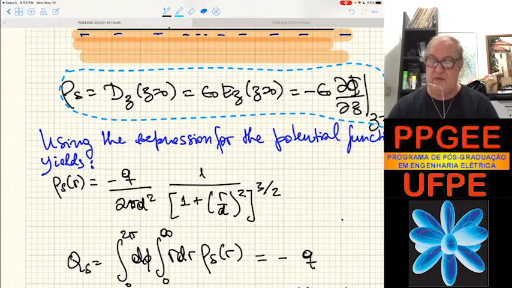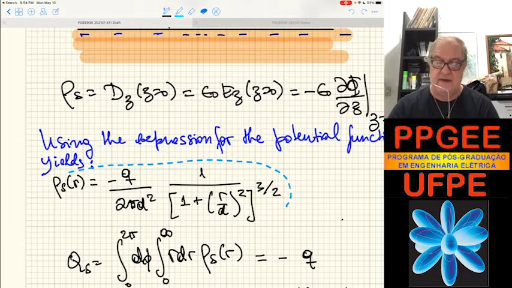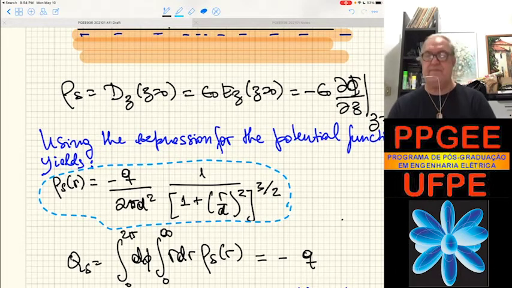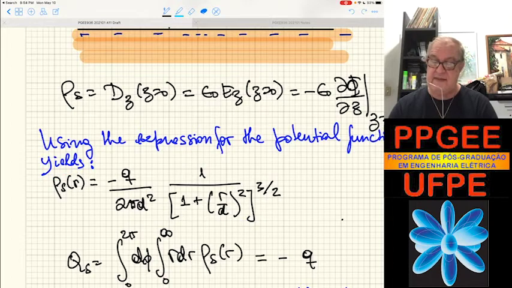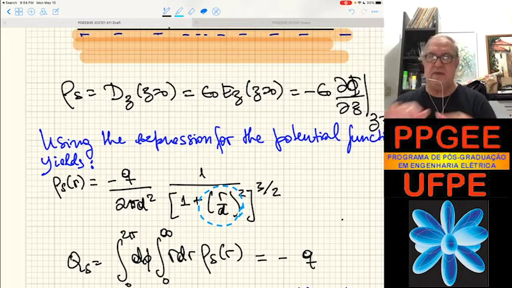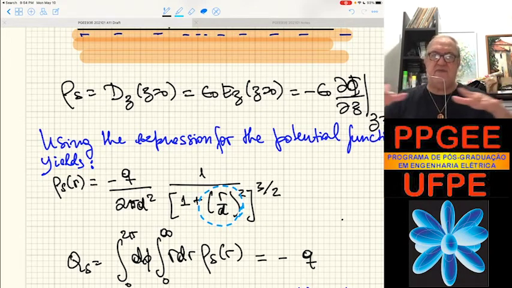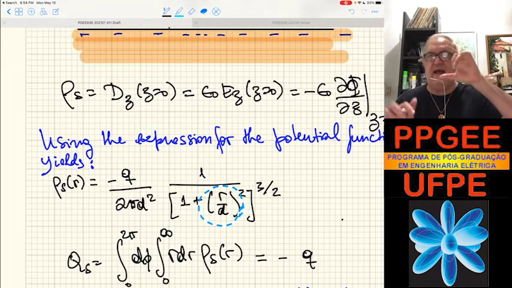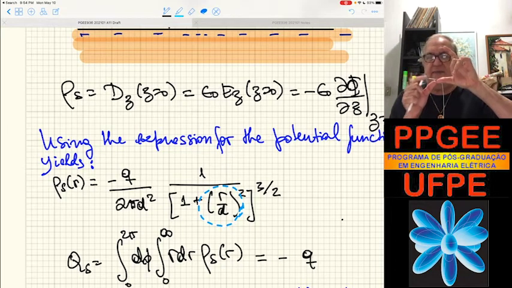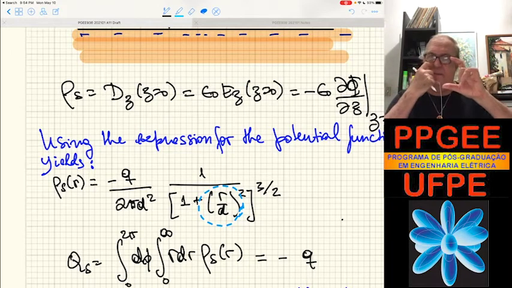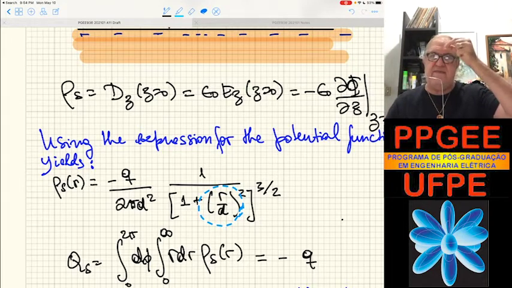When we do that, we obtain a function that varies with the inverse dependence of the three-halves power of the squared distance on the plane. R over d gives a measure of how far away you are relative to the height. R over d equals 1 means that you are on a circumference at the same distance as the charge to the surface. So things change if I move the charge close to the surface or away from it.